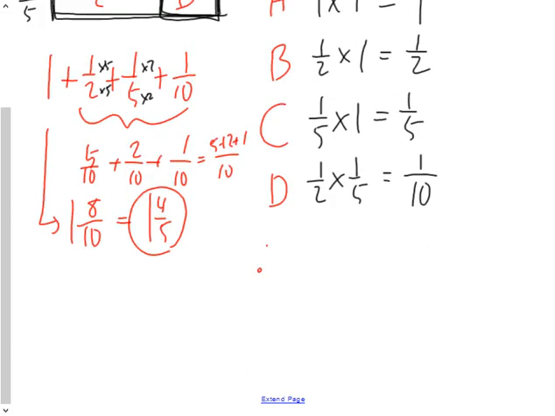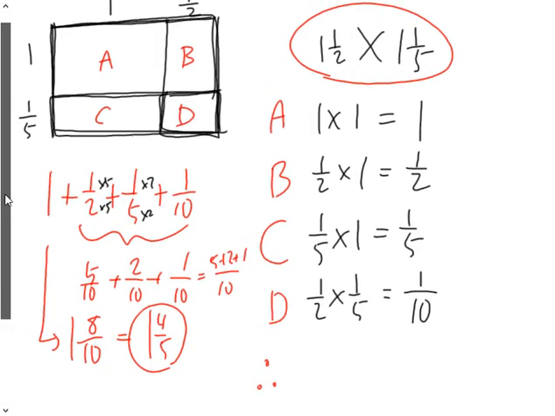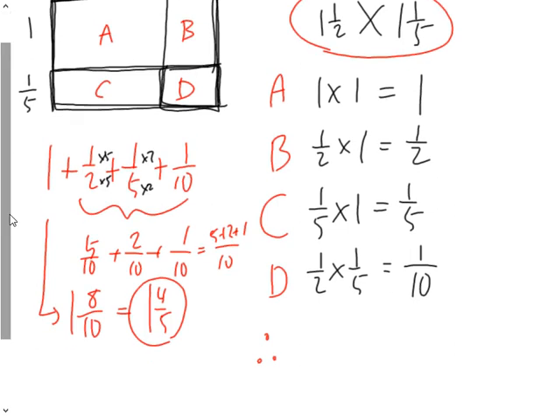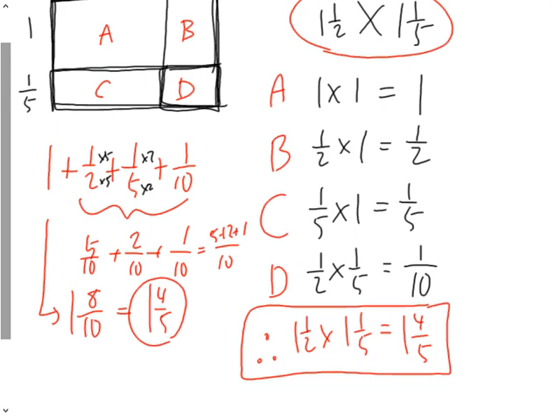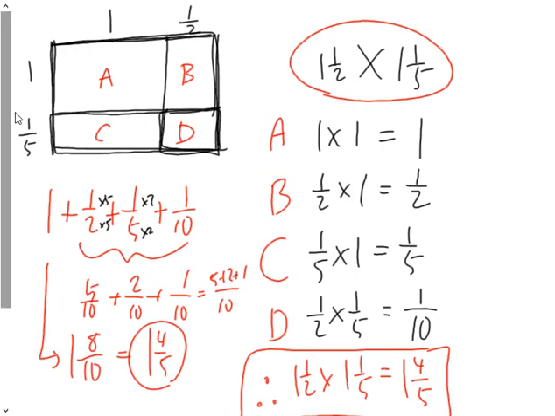So therefore, this is kind of important. I know it's a lot of work. Therefore, 1 1/2 multiplied by 1 1/5 is equal to 1 4/5. All that work for that one boxed up answer, right? That's what we did it for. We did it to prove, using an area model, that 1 1/2 times 1 1/5 would be equal to 1 4/5.